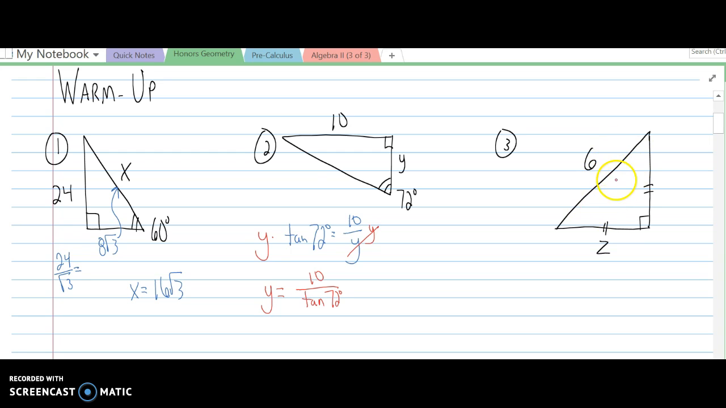In this third one, it's a 45, 45, 90 triangle. So to get from z to one of the legs, we would get smaller. We would take 6 and divide it by square root of 2. And then when you rationalize that, you'd get that z is equal to 3 square root of 2.